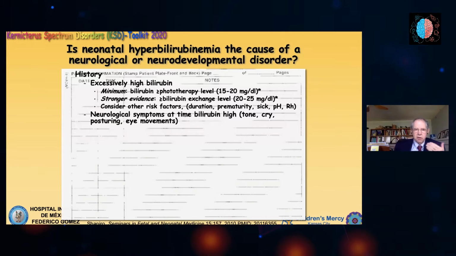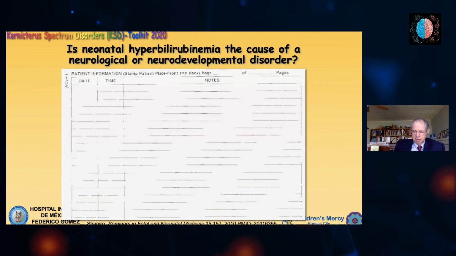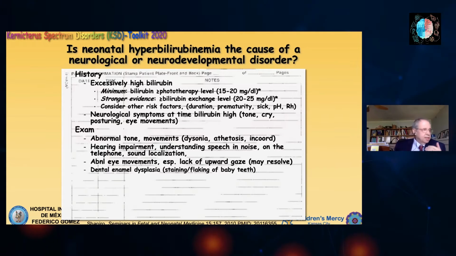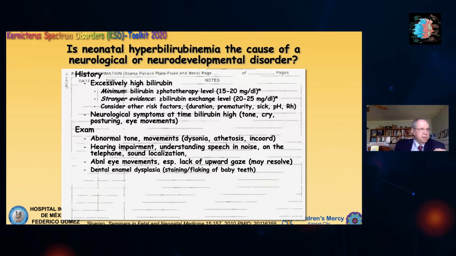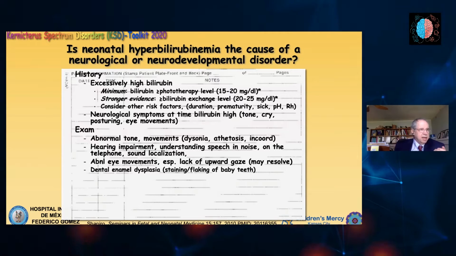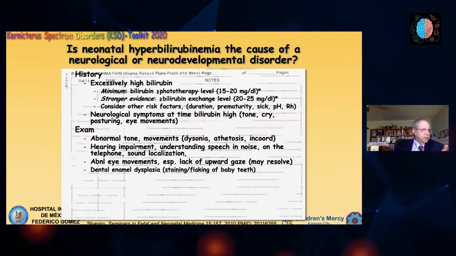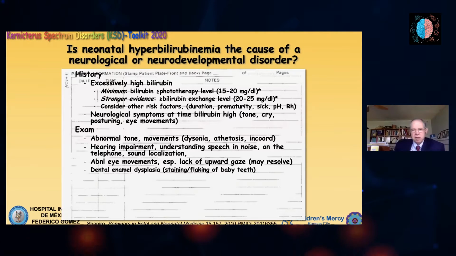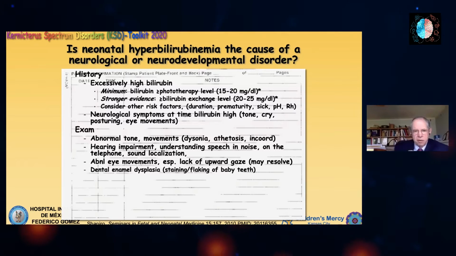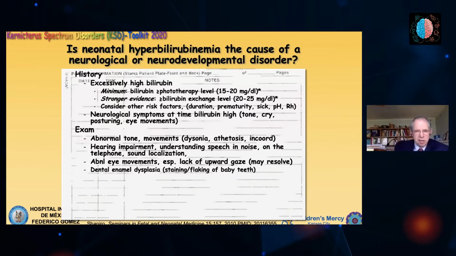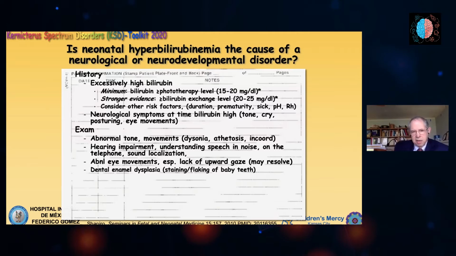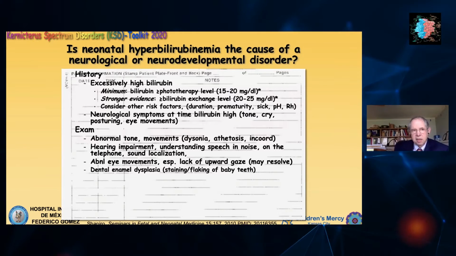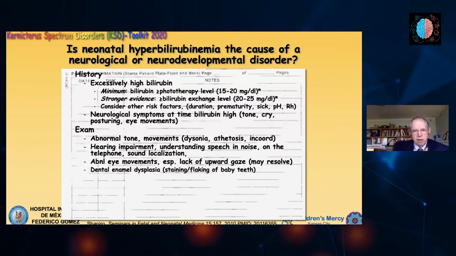The second thing I look for to answer this question is the exam at the time I see the child. Is there abnormal tone, or are there abnormal movements? Is there dystonia, athetosis, coordination? Is there a hearing impairment or a difficulty understanding speech in a noisy environment, on the telephone, or with sound localization? Those are signs that there may not be a hearing loss, but there could be this auditory processing disorder called auditory neuropathy spectrum disorder.